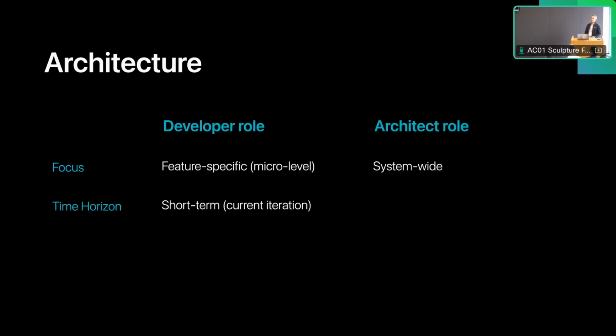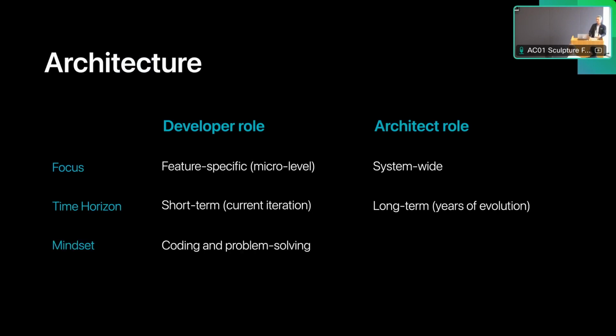In terms of a time horizon, the developer is going to be focused more short-term on the specific sprint iteration or release cycle. And an architect is going to be thinking more long-term, kind of years down the road, right? And in terms of a mindset, a developer is more pragmatic: I need to solve a certain specific problem, and an architect is more strategic-oriented and more design-oriented.